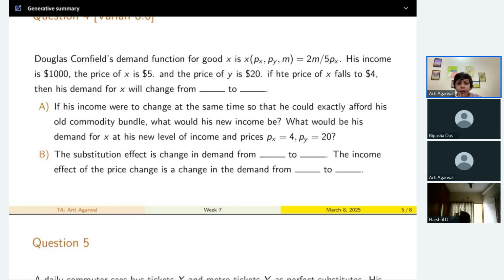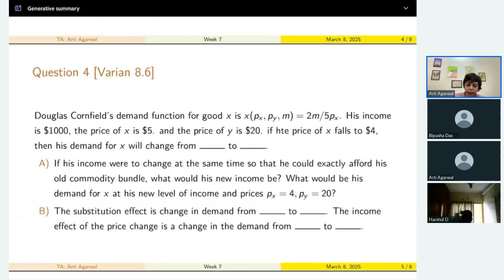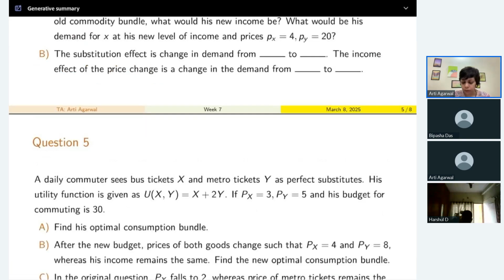So the total effect is going to be whatever we computed in the first part. X will change from 80 to 100. Substitution effect, how do we find this? So, okay, the total effect is from 80 to 100, right? So, okay, part B, I will have to check a little bit because I haven't solved this question before. I just added it to the slides, and I didn't get the time to solve it.